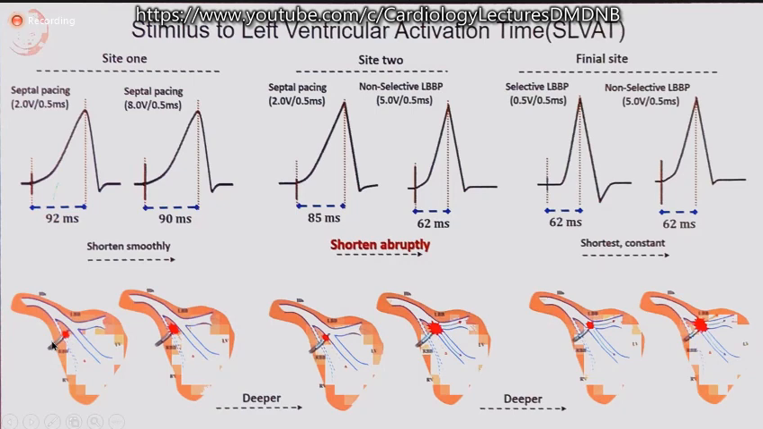And on the RV part, you will have the LV activation time above 90 milliseconds, and it would remain similar at low output and high output. As you go in deeper, you will find shortening of the LV activation time as you place at higher output, because on higher output, you are capturing the conduct system on the left side. And as you reach the final side, the LV activation time remains less than 70 milliseconds on low output as well as high output, because you have captured the left bundle trunk or the fascicles.